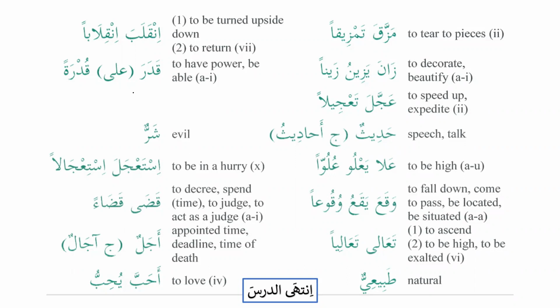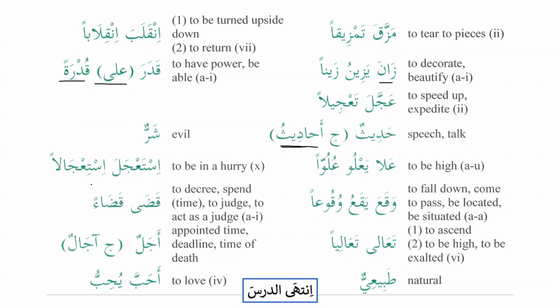Qadara yaqduru qudratan. Qadara ala, to have power or be able to do something. Fahuwa qadirun. Zana yazinu zainan, to decorate or to beautify. However, in the Quran we have zayyana yuzayyinu tazyinan. Then we have ajjala yuajjilu ta'jilan, to speed or to expedite. Sharrun is evil. Hadithun, and the plural is ahadithu, on the pattern of mafa'ilu. Mamnu'an min as-sarf, speech or talk.